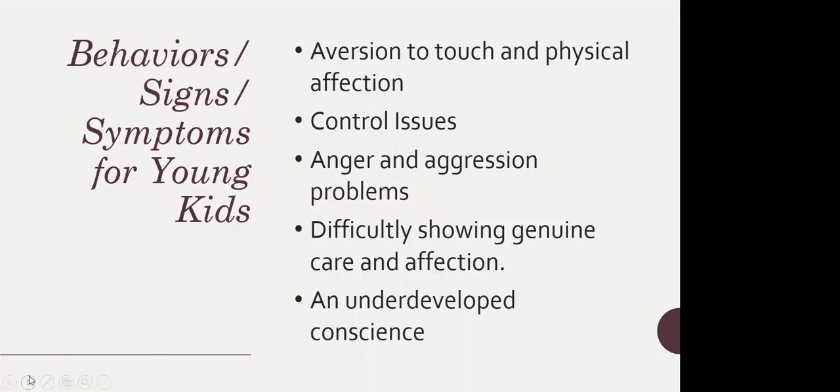Difficulty showing genuine care and affection. For example, children with reactive attachment disorder may act inappropriately affectionate with strangers while displaying little or no affection toward their parents. An underdeveloped conscience. Children with reactive attachment disorder may act like they don't have a conscience at all. They don't know the difference between right and wrong, and they fail to show guilt, regret, or remorse after behaving badly.